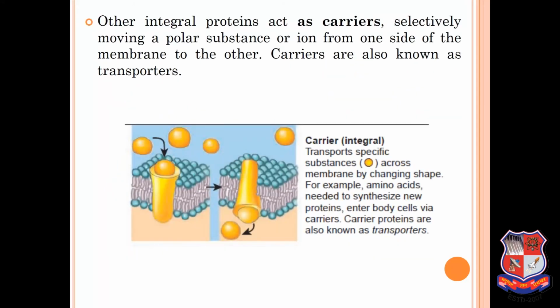Second, other integral proteins act as carriers. The second function is that membrane proteins act as carriers, selectively moving a polar substance or ion from one side of the membrane to the other, and carriers are also known as transporters.